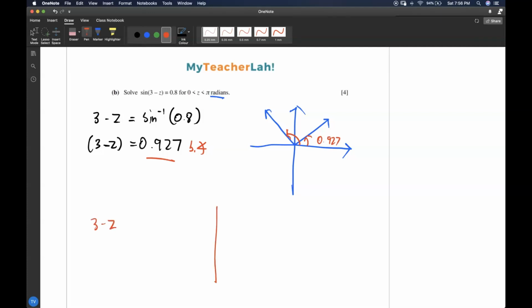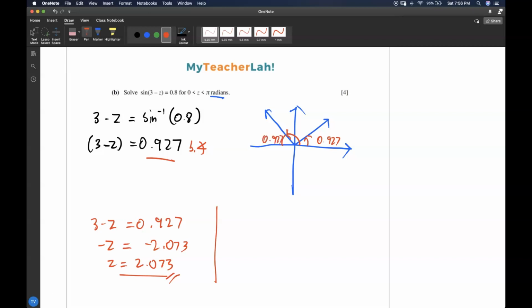3 minus z, we can now safely equate it to 0.927 and then try to find the answer for z. Simplify, negative 2.073. Make sure you eliminate the negatives so you get a positive value. Alright, you can change this into 3 significant figures, but I'm just going to leave it like this. Alright. Then on the other side is this guy.